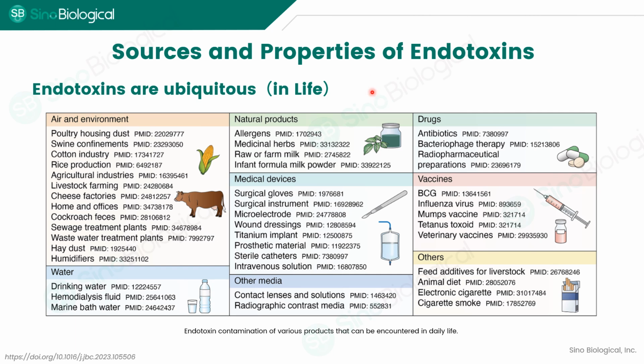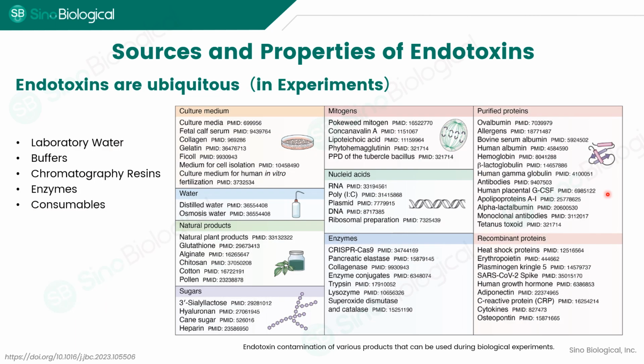So the next question is why endotoxin can exist in our surrounding life or even in the experiment. The answer is because endotoxins are ubiquitous everywhere in life. First of all, humans can be exposed to endotoxin naturally in the environment. We may have endotoxin even in our homes or offices, for example, through contact with dust. It can also exist in water or natural products or even medical devices.